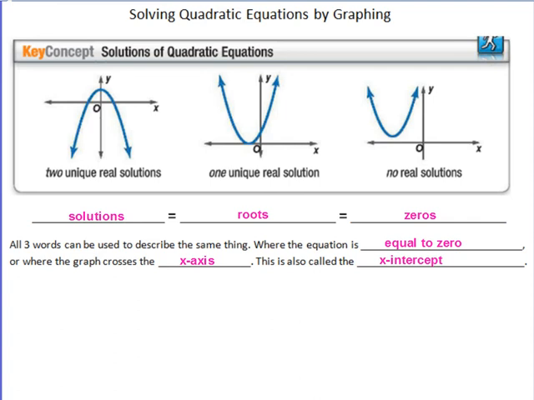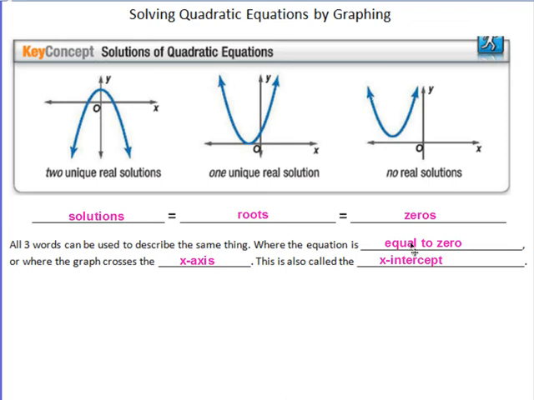Now that we know how to find all kinds of different characteristics of quadratic equations and we know how to graph them, we're going to talk about a second way to solve them. So in Chapter 8 we solved them by factoring. Now in Chapter 9 we're going to solve them by graphing.